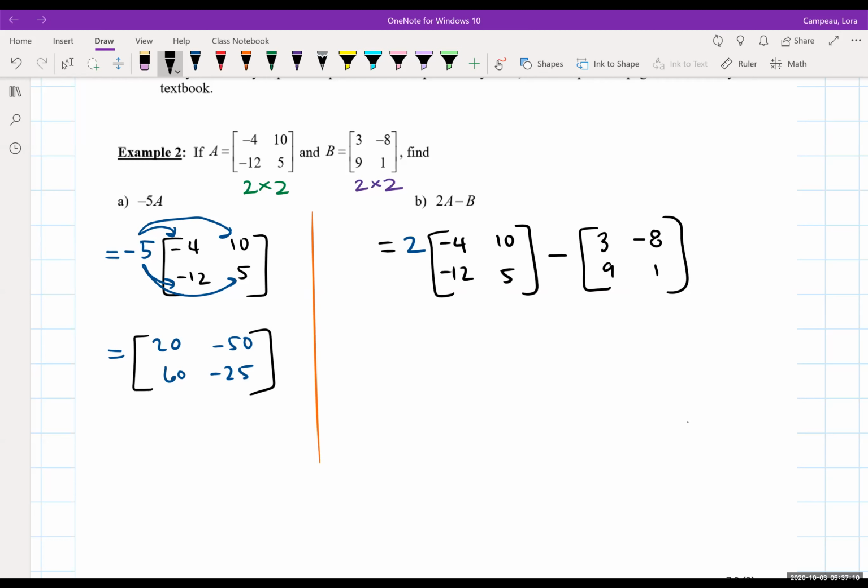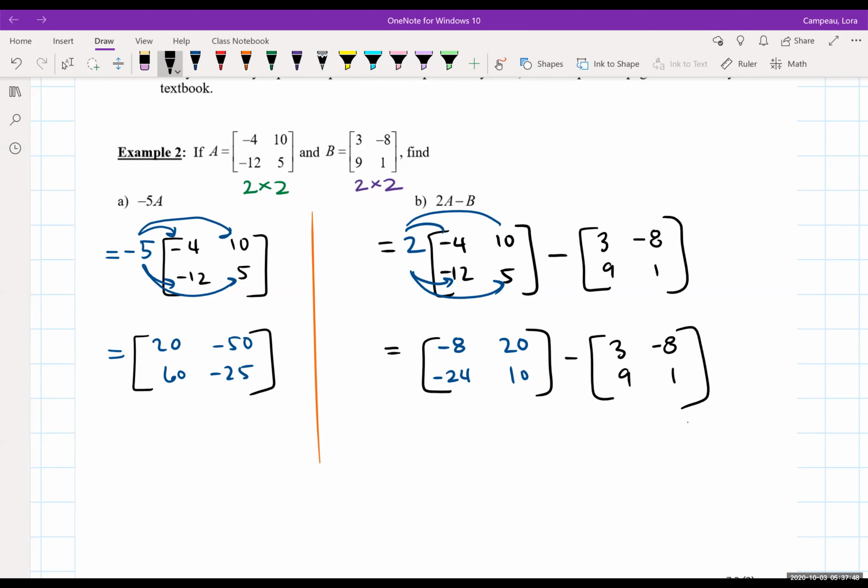So first thing I will do is multiply the 2 to all of the elements in matrix A. So we are going to be looking at 2 times -4, which is -8. 2 times 10, which is +20. 2 times -12, which is -24. I'll show you that there. And 2 times 5, which is 10. So constant times a matrix. Now, I'll just write this out for purposes of explanation.